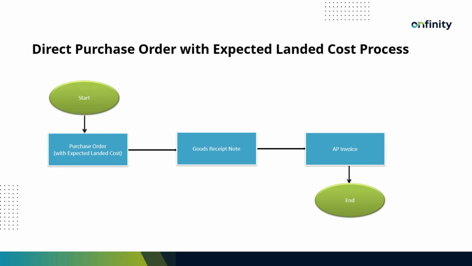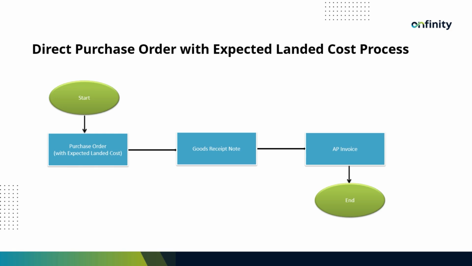The process begins with the creation of a direct purchase order, where expected landed cost details are entered up front. Once the goods are received and verified through the GRN, the system updates the product cost by adding the expected landed costs to the base purchase price. After that, the process continues with the creation of AP invoices. This flow ensures full transparency and accuracy in both purchase order procurement and financial reporting.